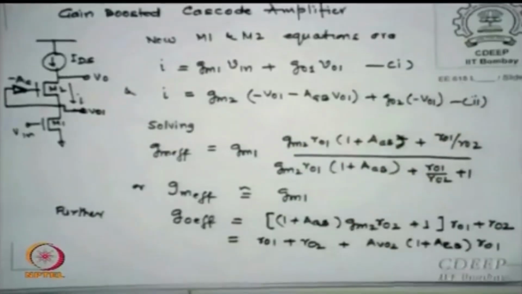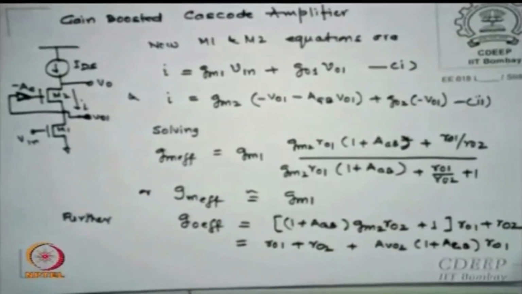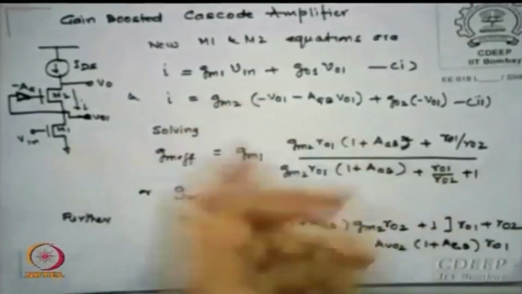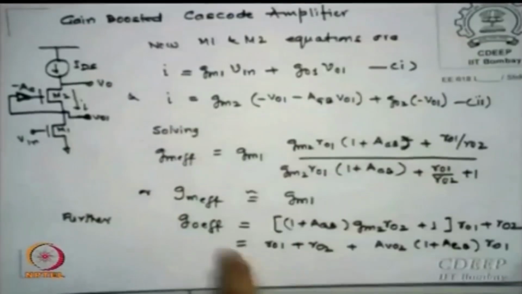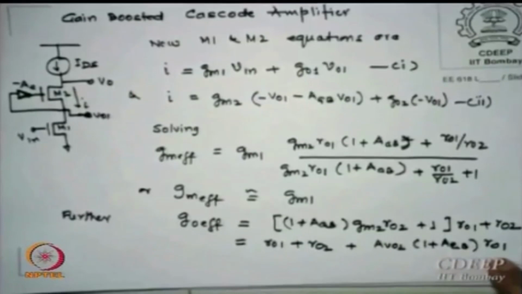If I substitute this, I get GM effective, a long enough expression I derived, and if I say RO1 by RO2 is close to the same, so these are ones, these terms are larger, this can be neglected, everything cancels. So GM effective is still the GM1. However, if I look at GO effective now for the same expression, instead of 0 minus VO1 where you are using, it should use the 1 plus AGB times VO1 terms. So now you are going to get GO effective is RO1 plus RO2 AV2 into (1 plus AGB) times RO1.